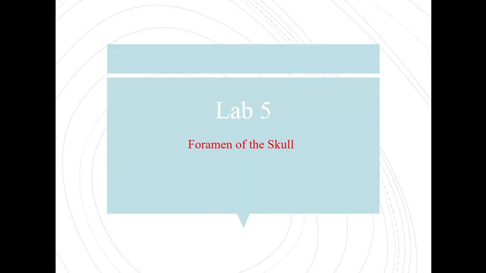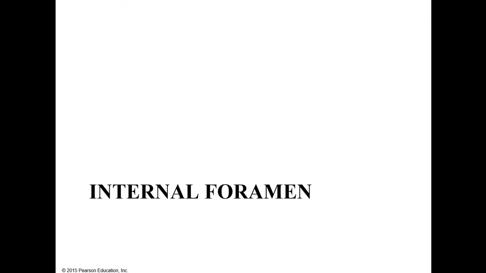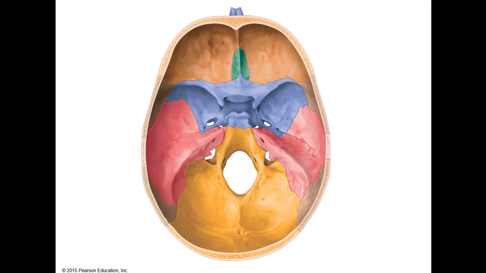In this lab, we'll take a look at the foramen of the skull. Now, I divided the foramen into different sections. Foramen is a singular word, and foramina is multiple. So what we're going to do is look at the foramina from the inside of the cranium.